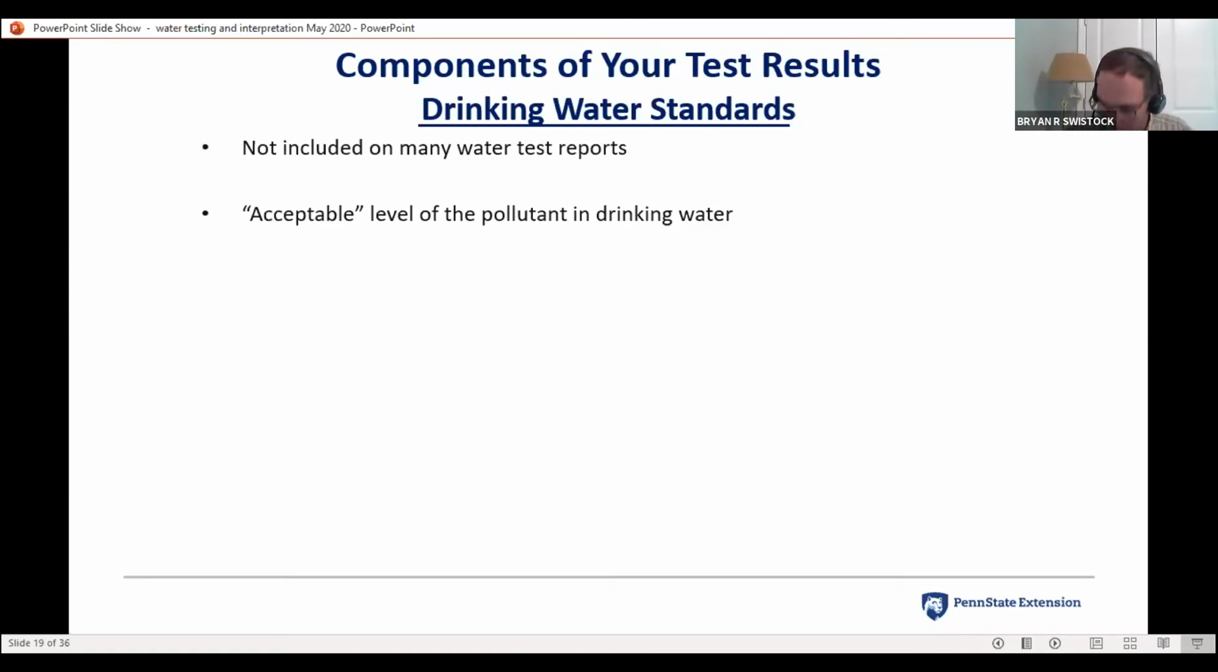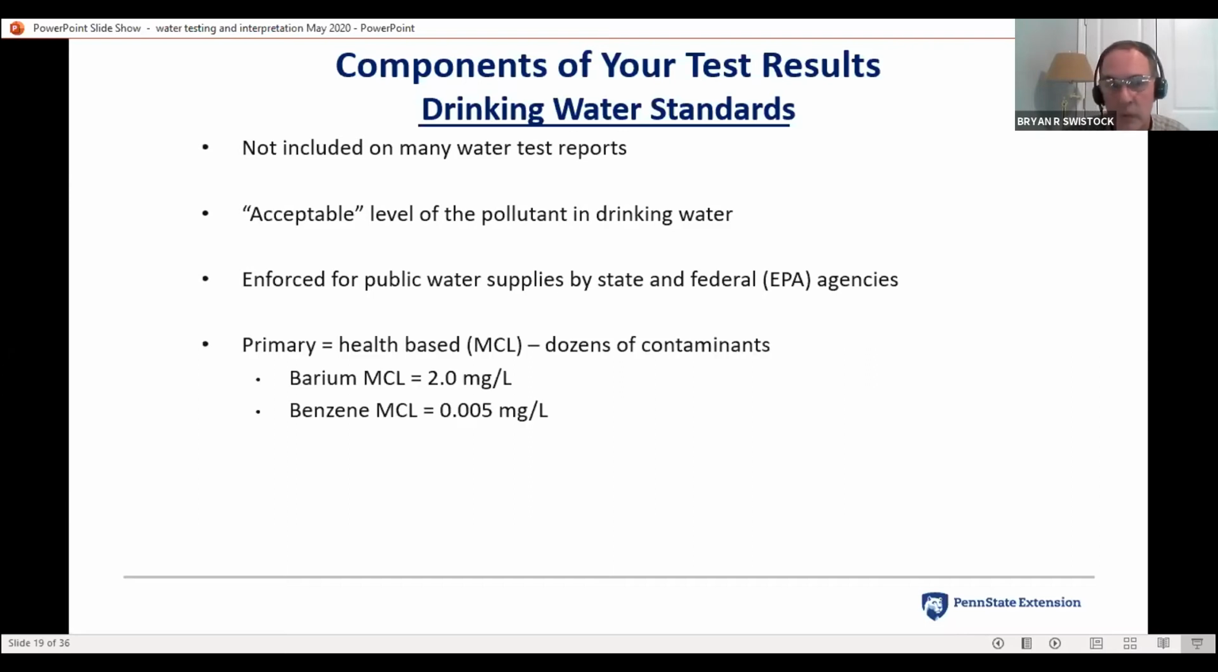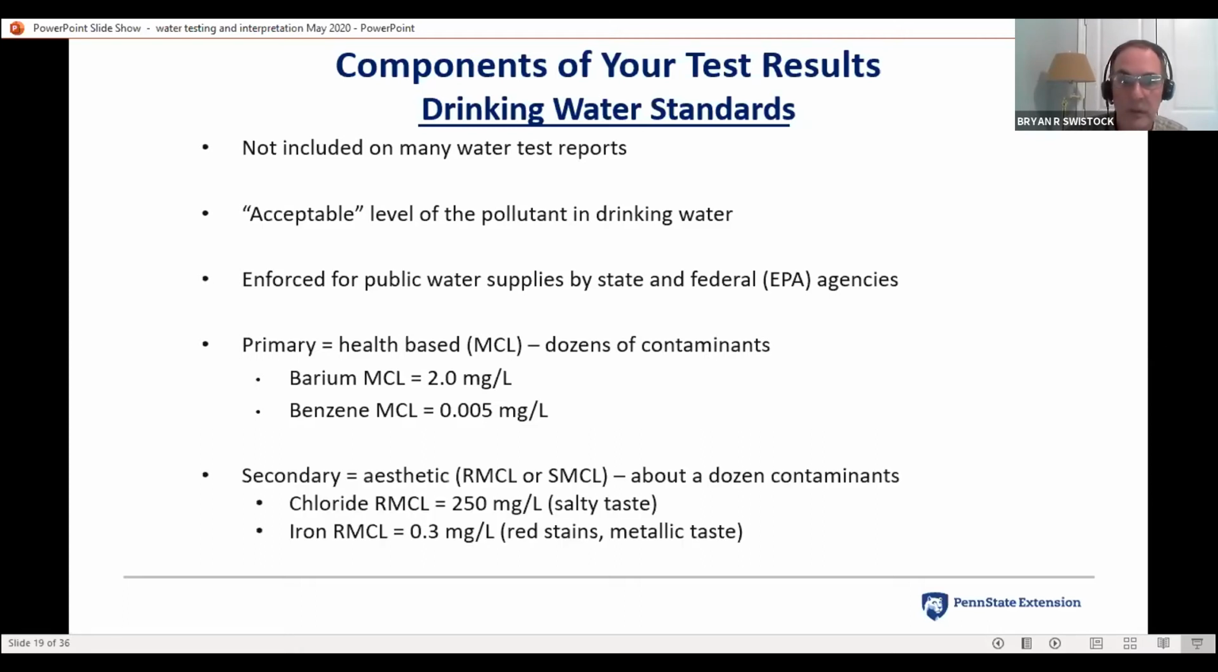If you're below, it's within the standard and it's considered to be safe or acceptable. And we have different kinds of standards. These are enforceable standards for public water supplies, but again, for private water supplies, they're not enforceable. Primary standards or health-based standards, these are things that cause health problems like barium or benzene or bacteria or lead or arsenic. There are many dozens of parameters that have health-based standards, which means if your water is above these standards, you've got a potential health problem for that particular pollutant.